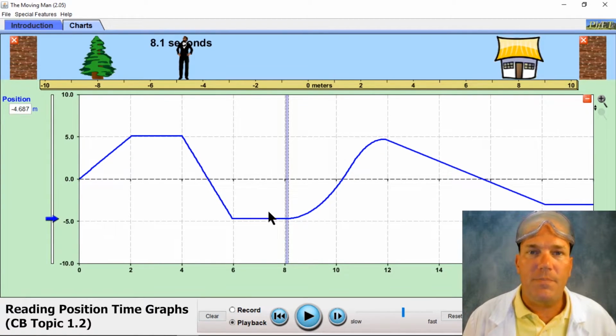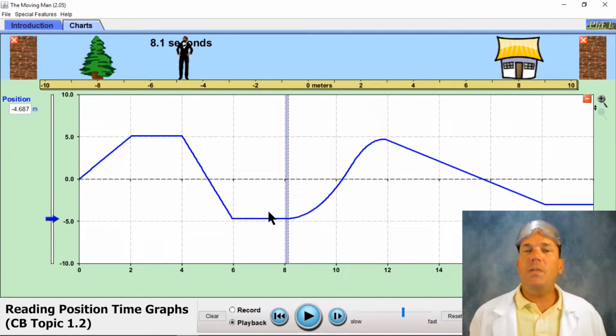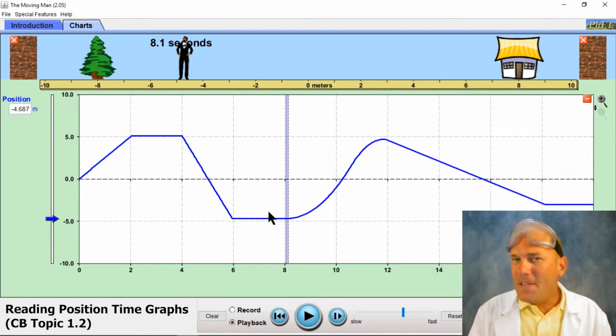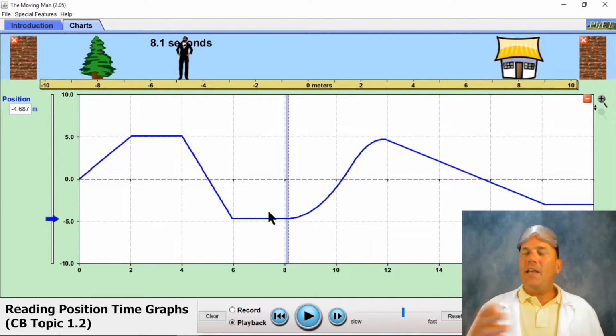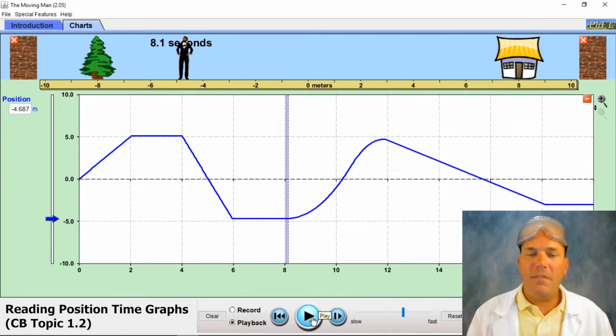Now, let's look at this motion between 8 and 10 seconds. What do you notice? It's different, isn't it? There's curvature to this graph, and that is going to be very important moving on to actually analyzing this graph. So let's watch what the man does between approximately 8 and 10 or 11 seconds.